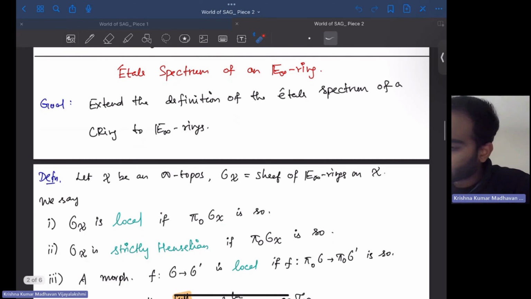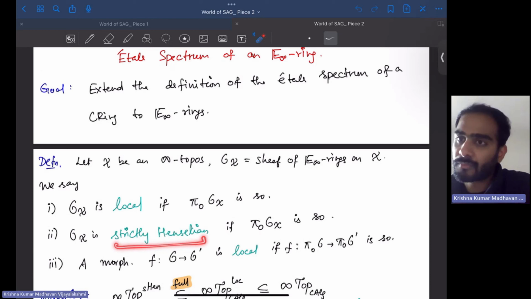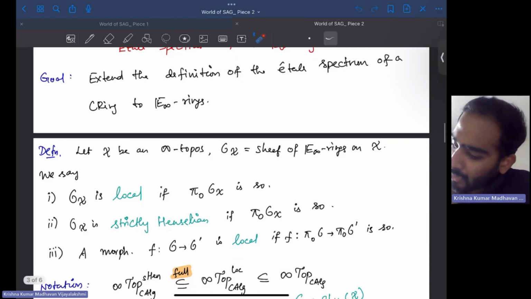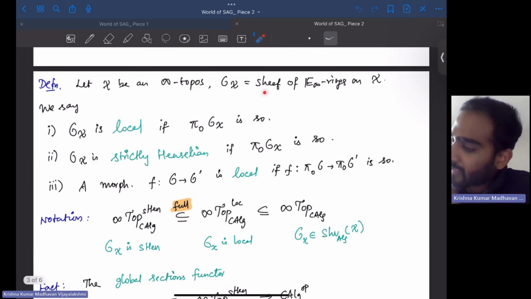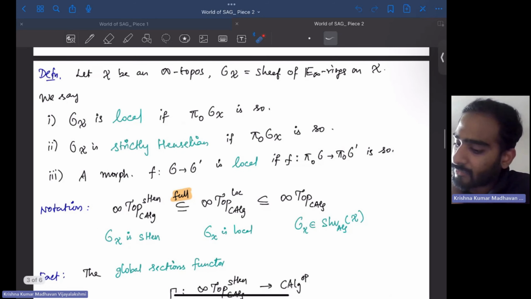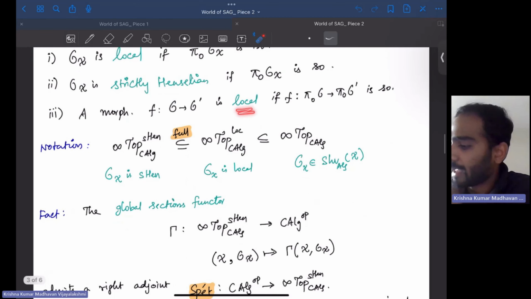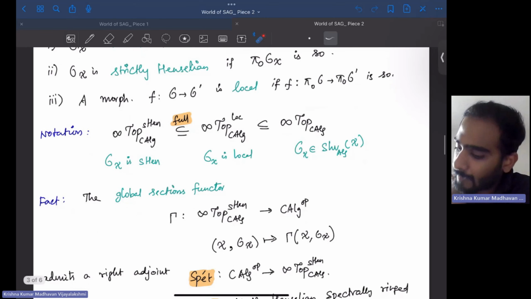We have seen what the étale spectrum of a normal ring is, but one can also define the étale spectrum for an E infinity ring. It is exactly defined using the data of being strictly Henselian. If you have an infinity topos, then you have a sheaf of infinity rings on X. We say that OX is local if first of all the pi zero component is local, and OX is said to be strictly Henselian if the pi zero is Henselian. This we can see as a parallel setup to how we define DM stacks. And then a morphism is local exactly as we expect it to be.